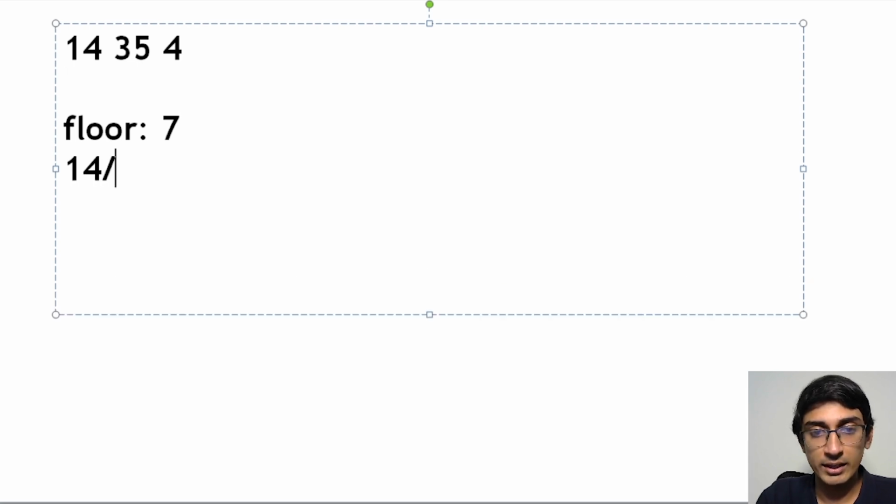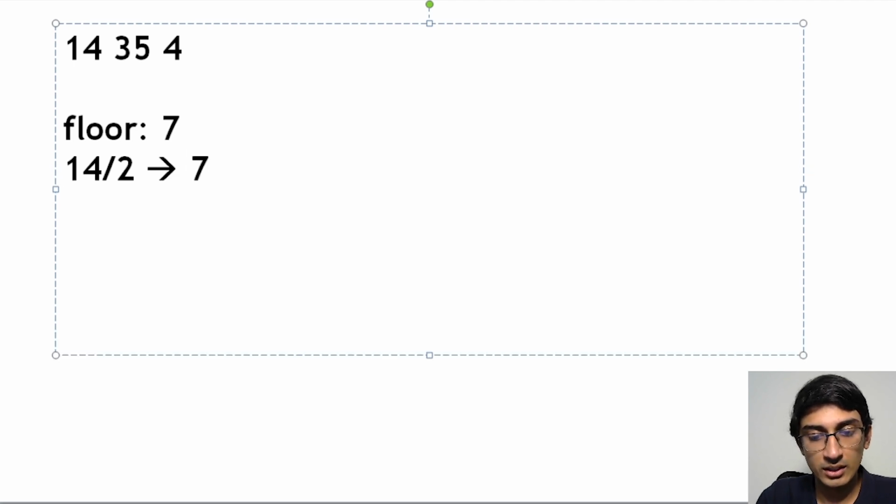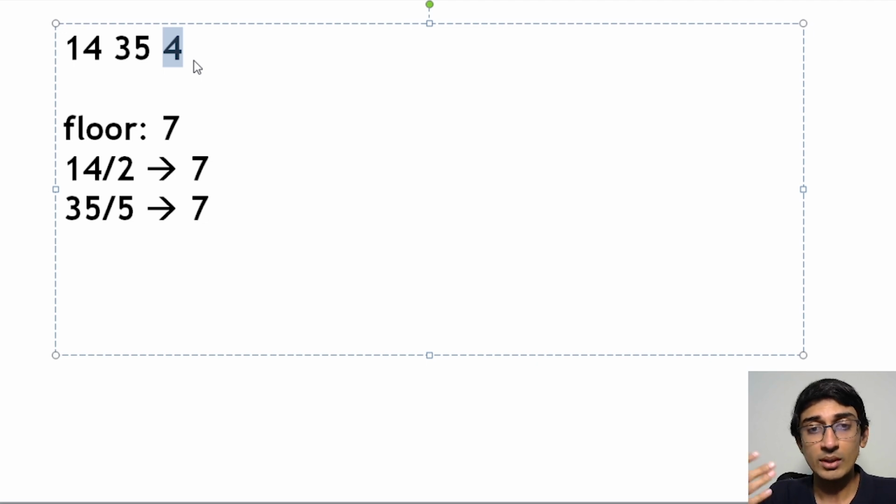Now I can divide 14 by 2 to reach 7, right? But 35 I will need to divide by 5 to reach 7. There's no other way that I can reach it, so I need to divide by 5. So 35 divided by 5 will give me 7. So this is not possible to do, because we are dividing by a number which is 5, which is greater than 4. So in such a case, we are just supposed to print -1, that's it.